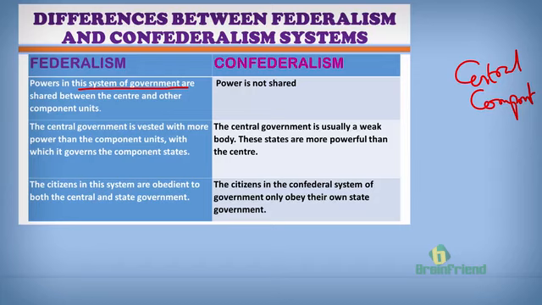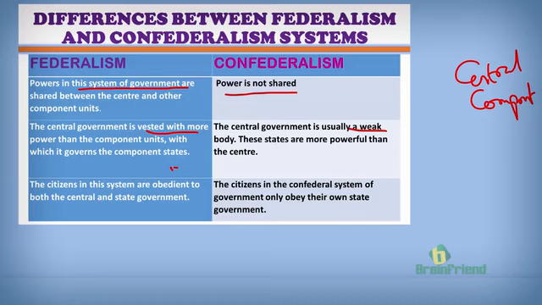Whereas in the confederal system, power is not shared. Rather, the component states willingly contribute powers, give powers to the central government, which we know is one feature that makes it a weak central government. The second point says the central government in the federal system of government is vested with more powers than the component units, which the central government uses to govern the sovereign states. But in a confederal system of government, the government is usually weak because the states are empowered more and are more powerful than the central government.